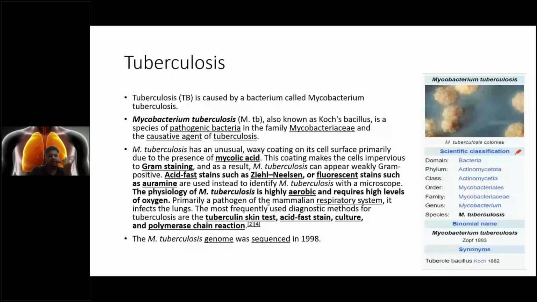That's an acid-fast stain, such as Ziehl-Neelsen. If you studied MBBS pathology, this is a very common stain. You will study the Ziehl-Neelsen staining or fluorescent stains such as auramine. The fluorescent stain is not so much used, but Ziehl-Neelsen staining is commonly used. That's called AFB staining. That's why tuberculosis is also called acid-fast bacilli.